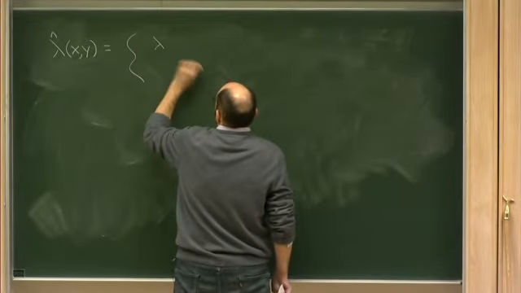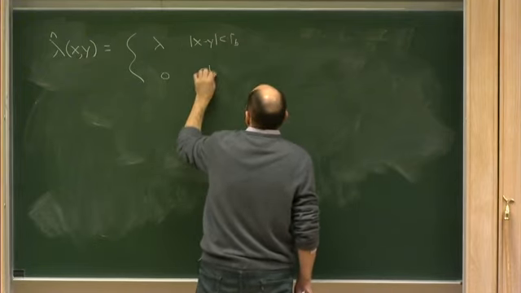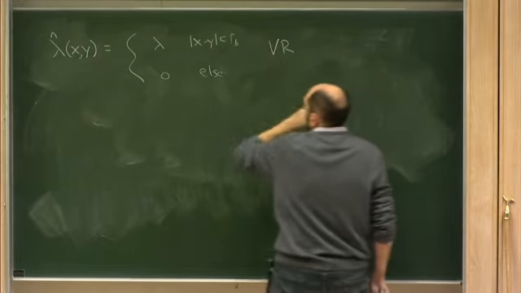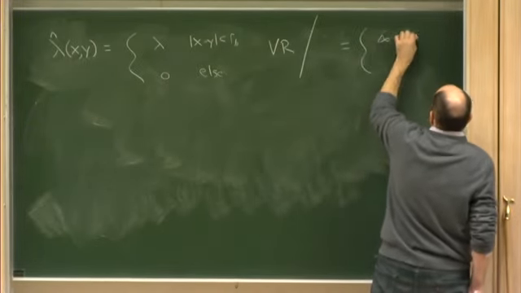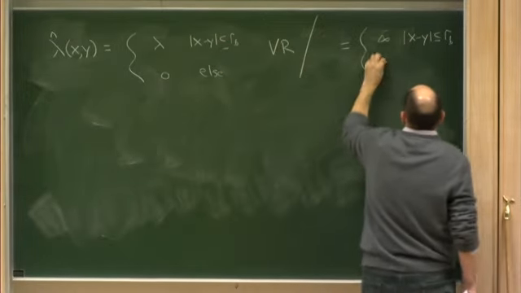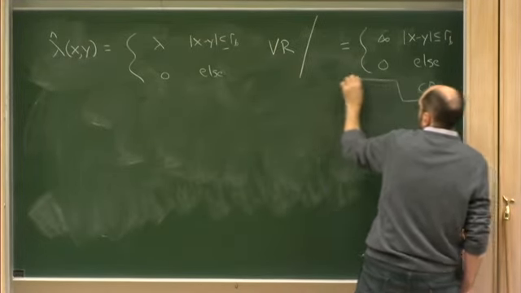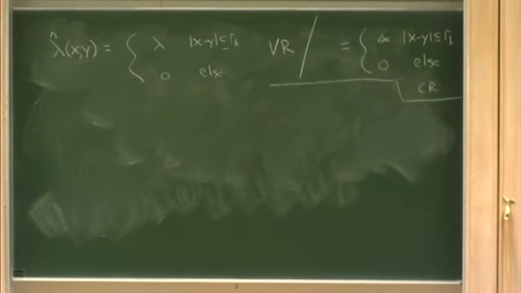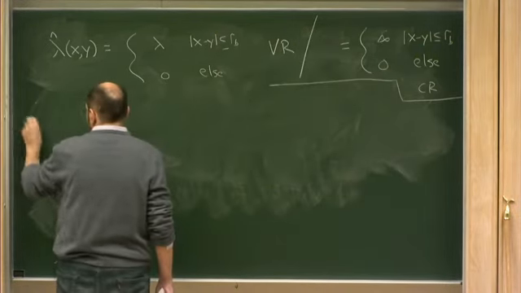This is going to be just lambda if the norm of x minus y is less than RB and 0 else in the VR model. And what I wrote above, infinity if the norm of x minus y is less than or equal to RB, or 0 else for the contact reactivity model. Okay. So that's just the function that gives me the probability per unit time that an A and B, given where they are, react. And so with that, what we get for the final operator is the following.